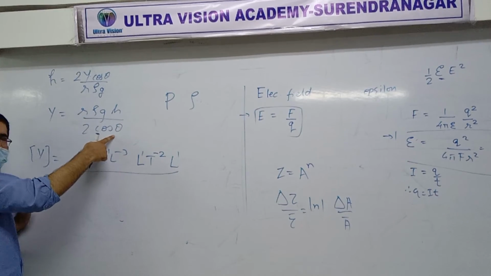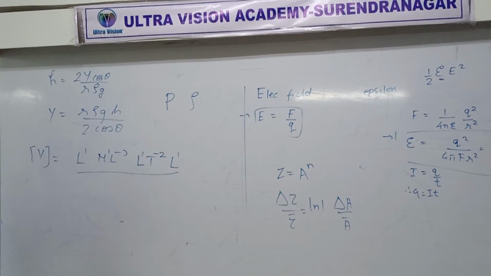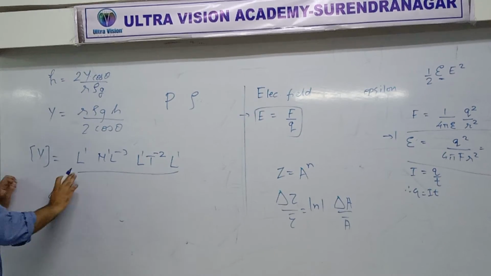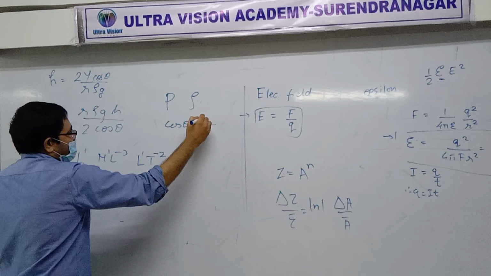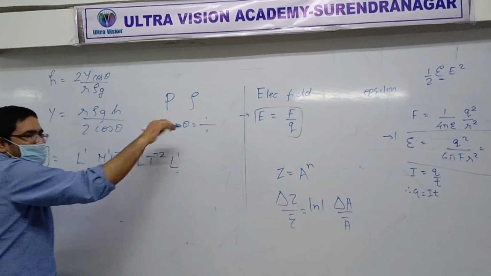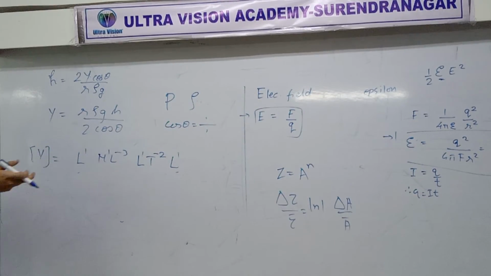Cos theta. Cos theta has no dimension. Cos theta is the ratio of one side to another side, so if you cancel both of them, you get nothing remaining. Clear or not? So what's the final answer?